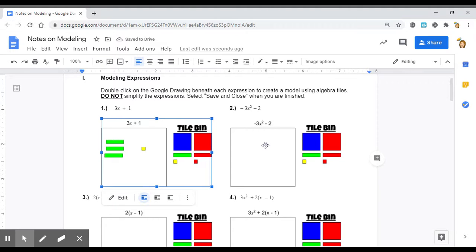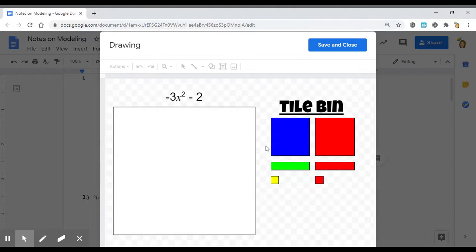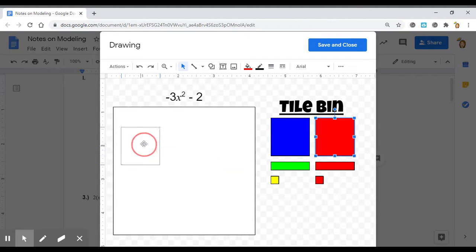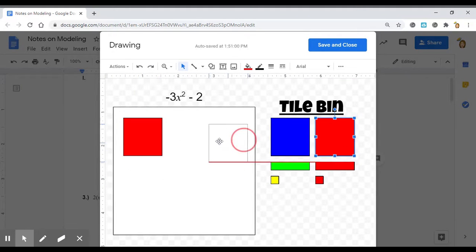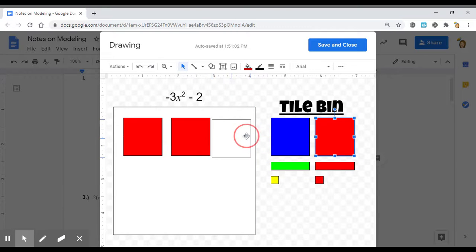Over here, for problem number 2, I've got negative 3x squared minus 2. So again, you double click. X squared is the big squares. I need negatives, so it's going to be red, and I want 3 of them. So I'm just going to drag 3 of them over. I also want a negative 2. That's going to be red because it's negative. It's a small square because they're just regular units. I save and close.